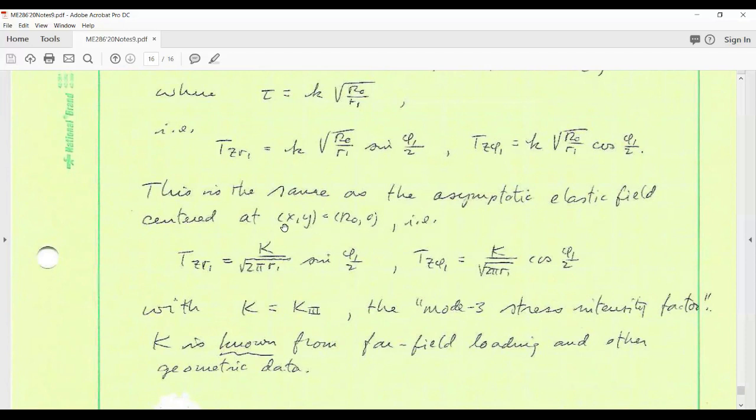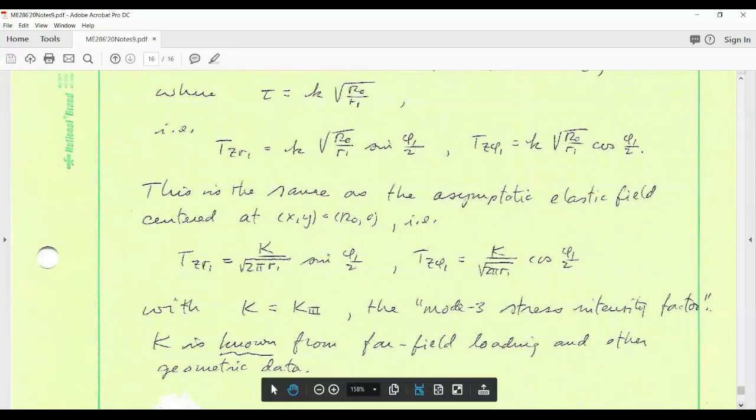And this brings in the famous notion of so-called stress intensity factor. So the asymptotic structure of the elastic solution is, I call it K, a constant called the stress intensity factor, over root 2 pi R1, has the same R1 variation and phi1 variation. K is called the mode 3 stress intensity factor. Mode 3 means antiplane shear. Mode 1 means an in-plane opening of the crack. And mode 2 means an in-plane shearing of the crack. Okay, in-plane shearing.